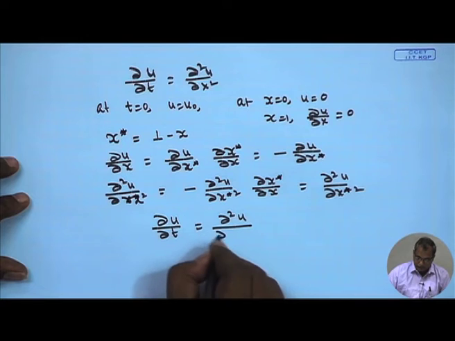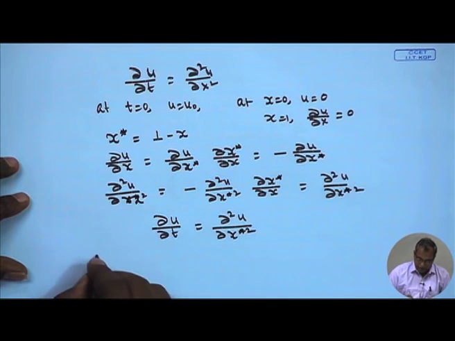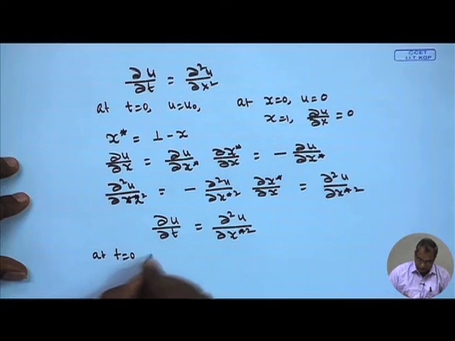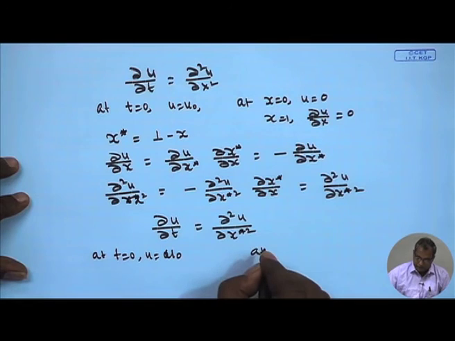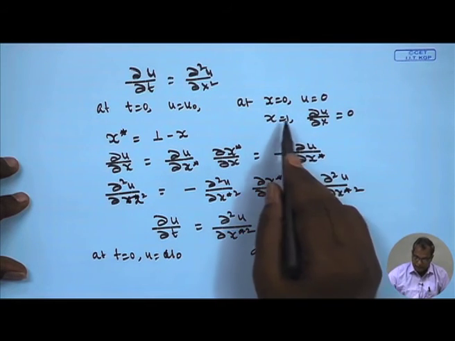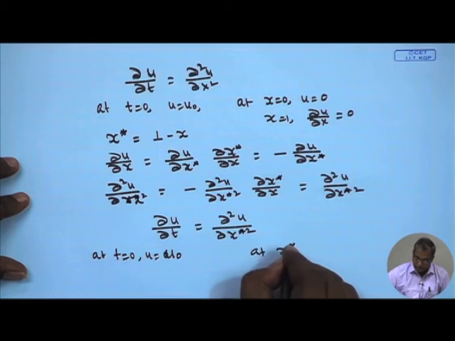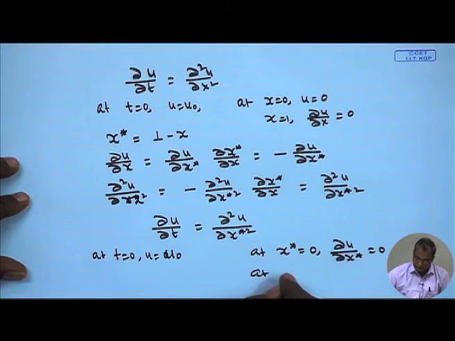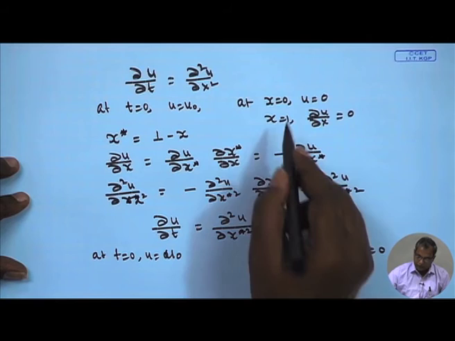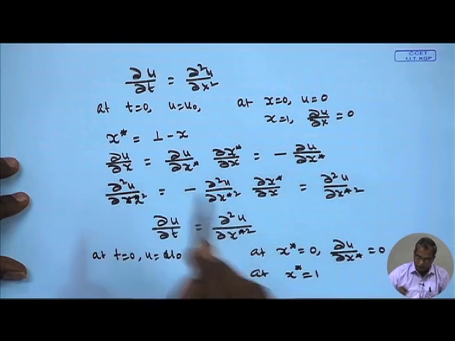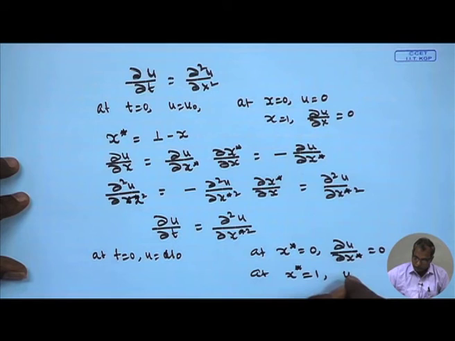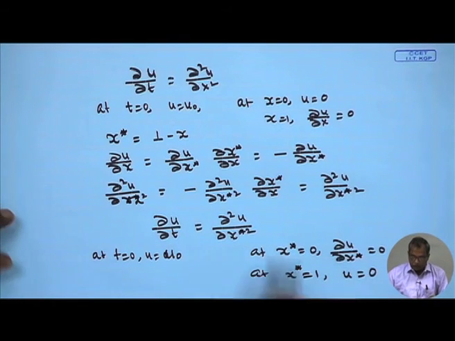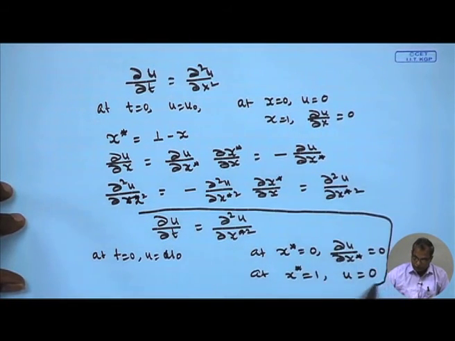So, I'll be getting my problem as del u del t is equal to del square u del x star square, at t is equal to 0, u is equal to u naught. At x equal to 1, that means at x star equal to 0, my del u del x star is equal to 0, and at x star equal to 1, that means x equal to 0, my u is equal to 0. So, now this is a problem that we have already solved in this class.